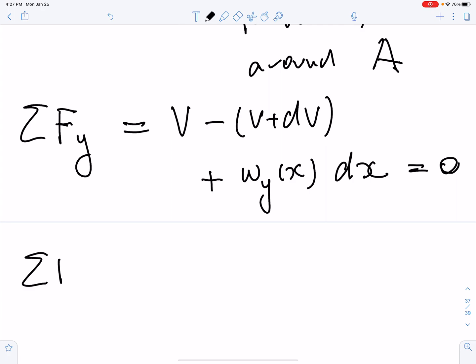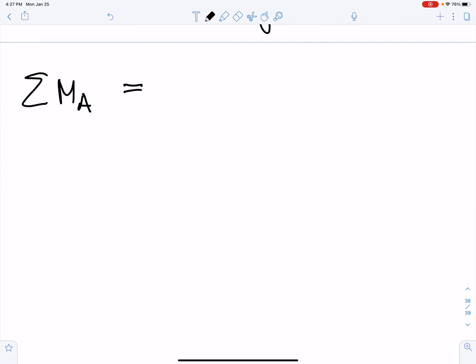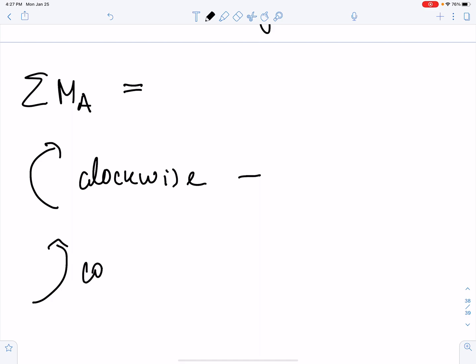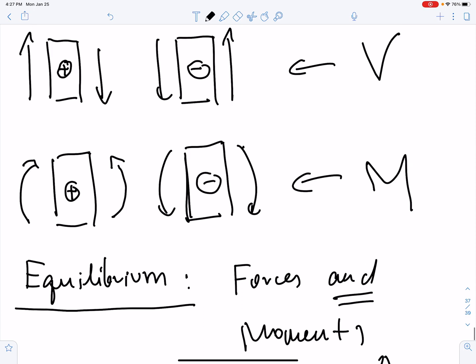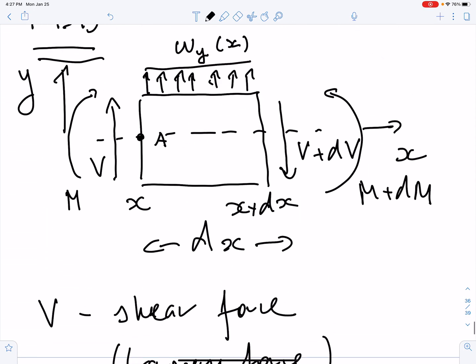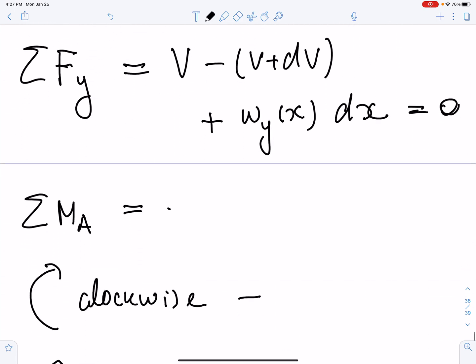Likewise, if we look at the moments around point A, and here remember, a moment going like this, clockwise, is negative, and counterclockwise is positive. So with that in mind, the first one is clockwise, so minus M plus M plus dM.